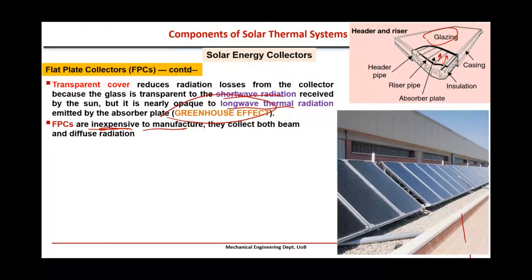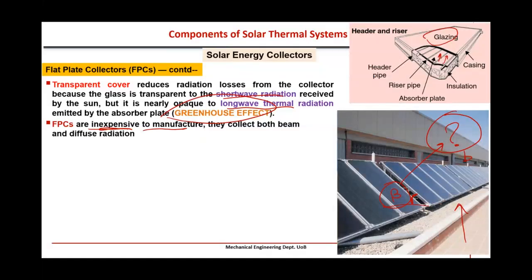And here you see some actual pictures of flat plate solar collectors installed, and look, all of them are tilted at a certain angle beta. All right. So how to select this beta, we already studied in chapters 1 and 2.